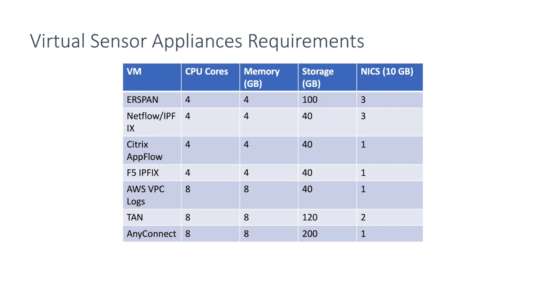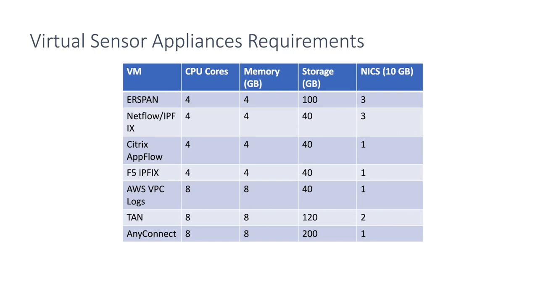So looking at the actual requirements for each one of these systems, we do require between 4 to 8 CPUs, 48 gigs of RAM, and between 40 to 200 gigs of storage. The NICs that come with it are very specific. It does need to be a 10 gigabit NIC. Three NICs are required for the ERSPAN and NetFlow, 2 for the TAN, and 1 for all the others.